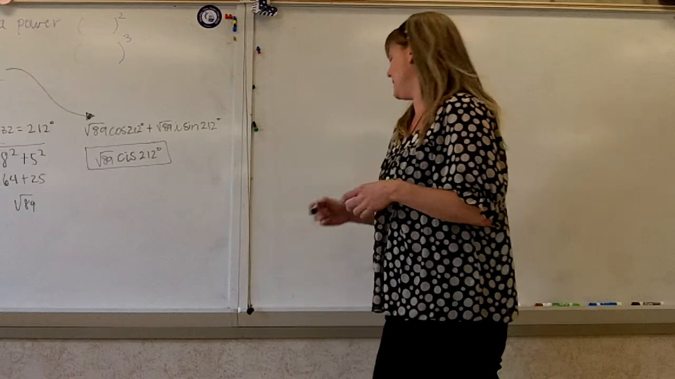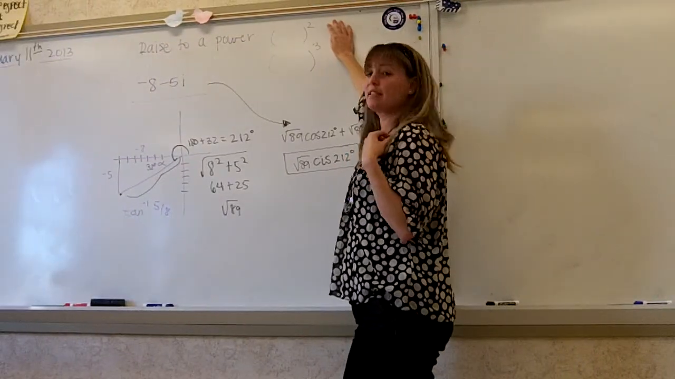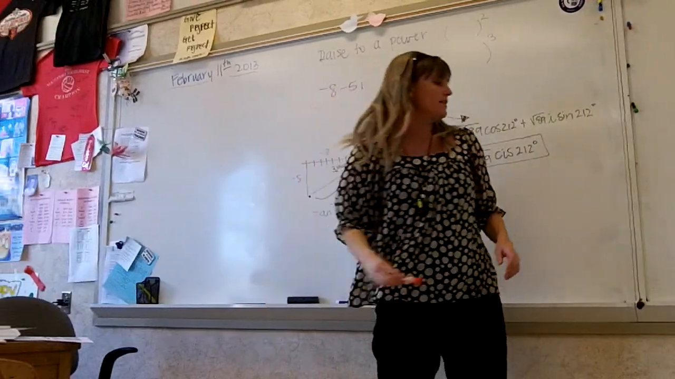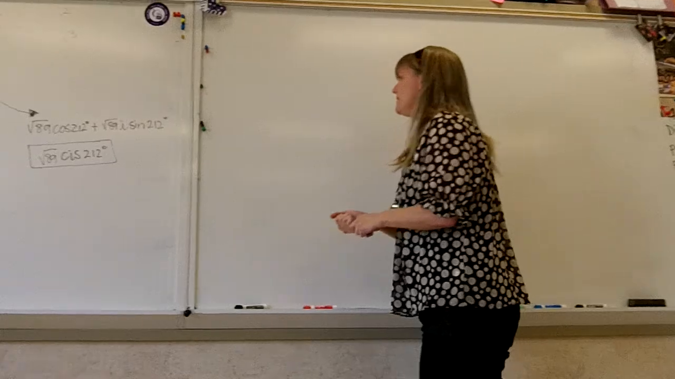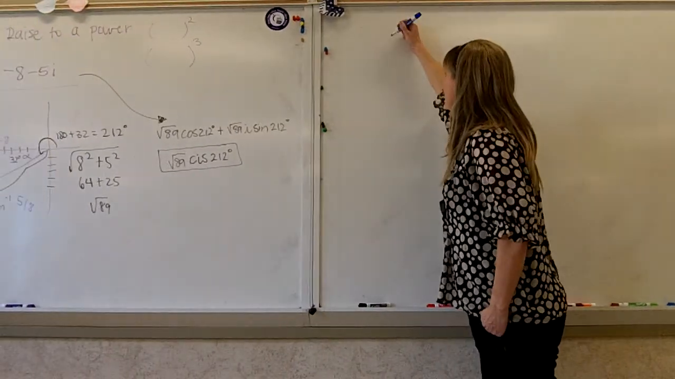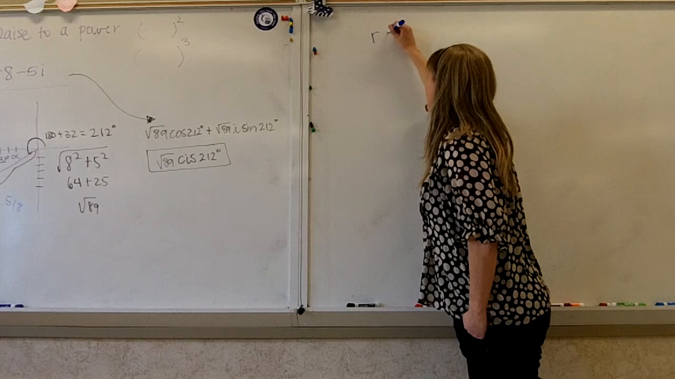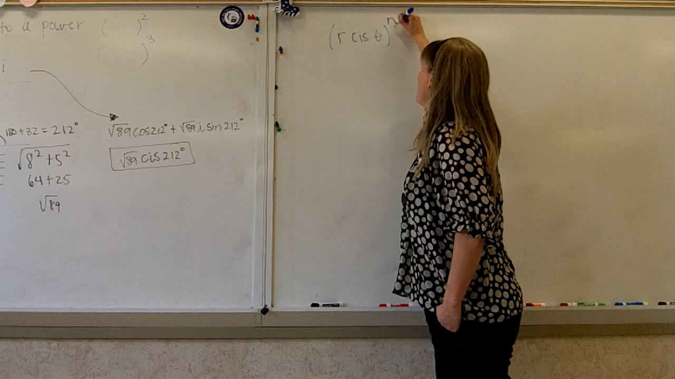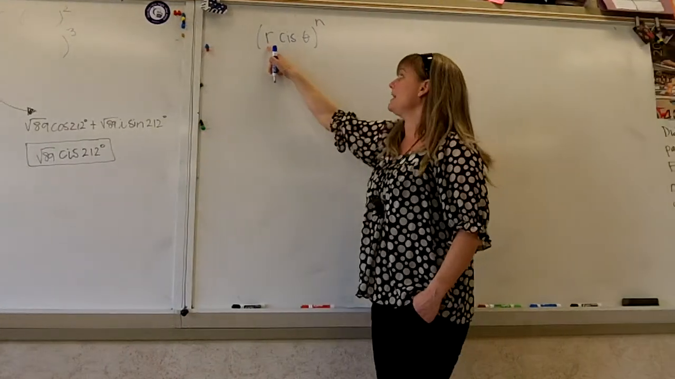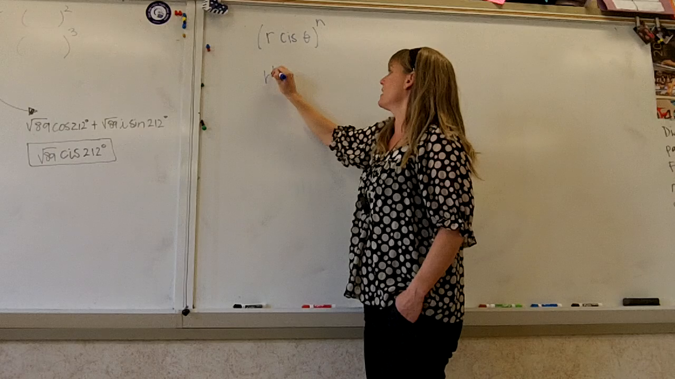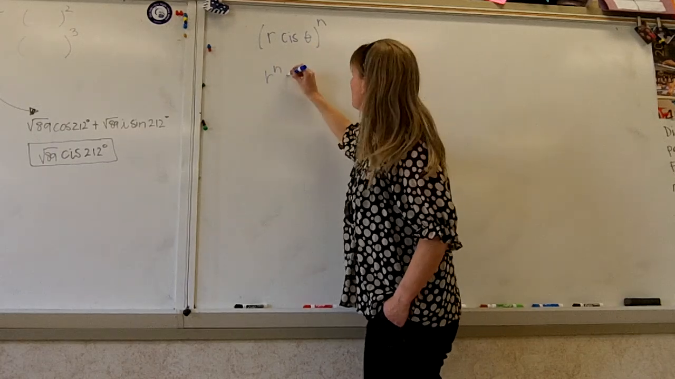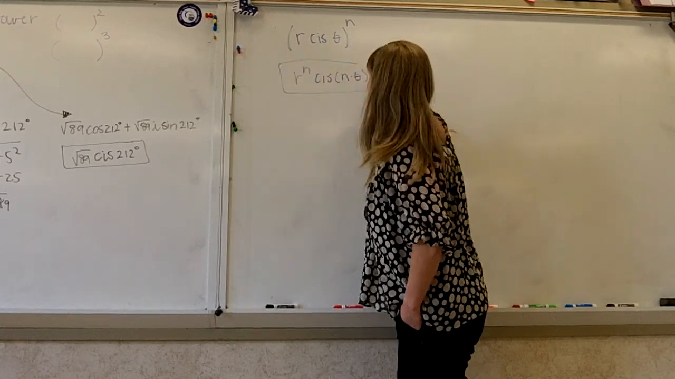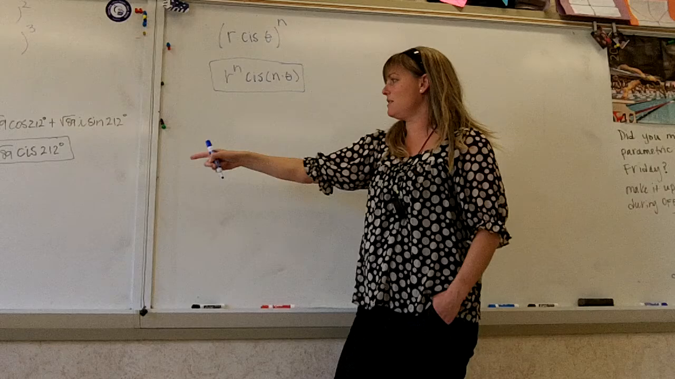So now if I want to take this and raise it to some sort of power, like square it or cube it or do whatever I want to do to it, I can use DeMoivre's theorem. What DeMoivre's theorem says is if I take any complex number, let's say r cis theta, and I want to raise that to some power, all I have to do is take the radius and raise that to the nth power, and then take the angle and just multiply it by n. Whoa, well, that doesn't seem very hard. So let's see if I can do it with this one.